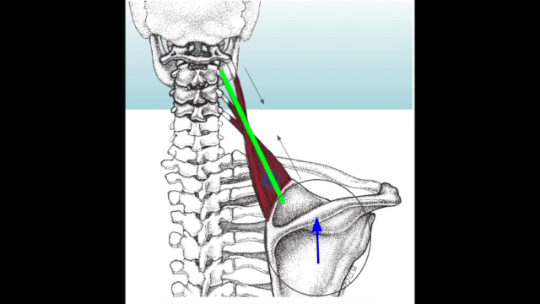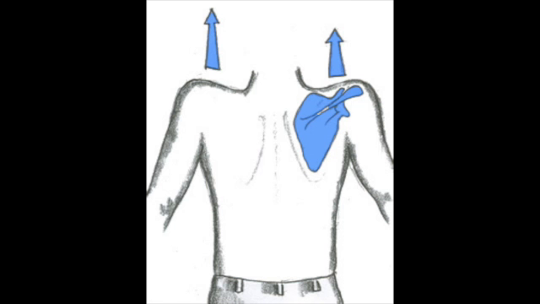For example, the levator scapulae muscle has an attachment point on the scapula and another attachment point on the first few vertebrae in the spine. The only way to get those two attachment points closer together when keeping the head still is through the elevation of the scapula, as shown here.